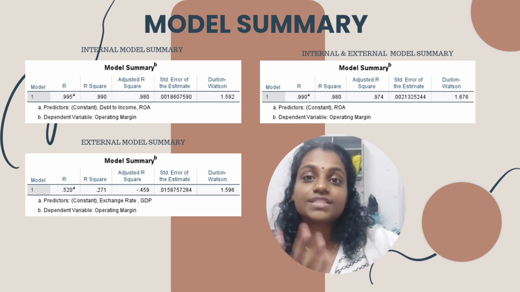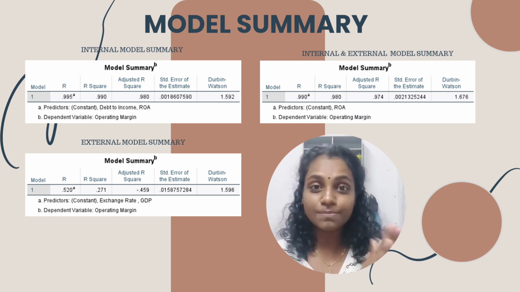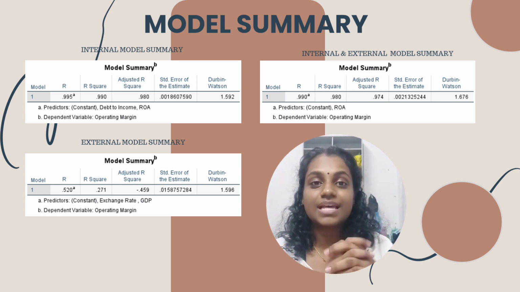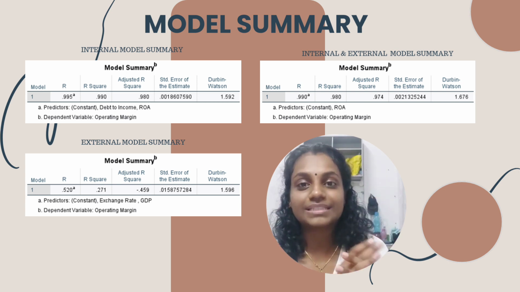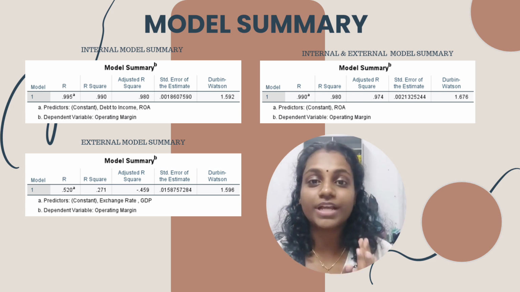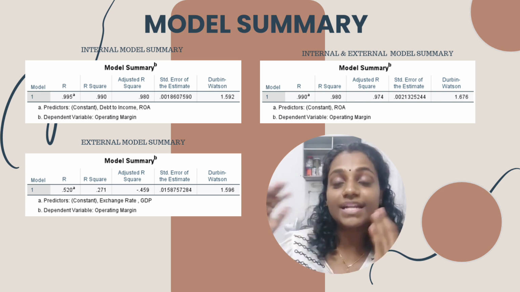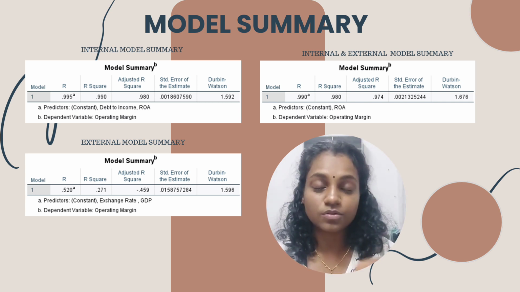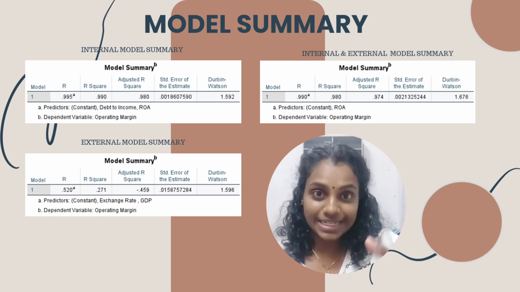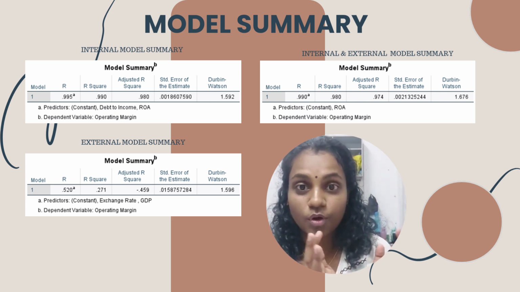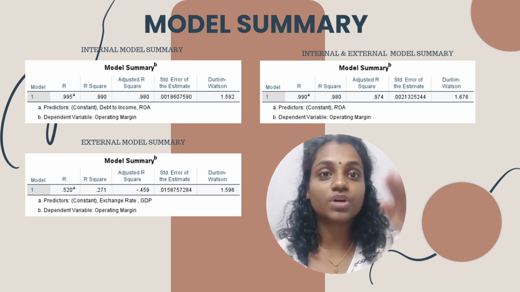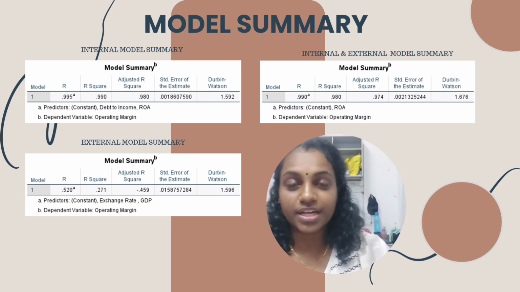Therefore, the internal model with the independent variables of debt to income and ROA, which has a positive adjusted R-square, is likely more powerful in explaining the dependent variable, but it's only for the internal model summary. This case also happened in one of the studies that I've read for this assignment. So now move to the internal and external model summary.